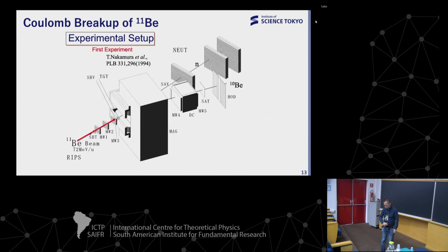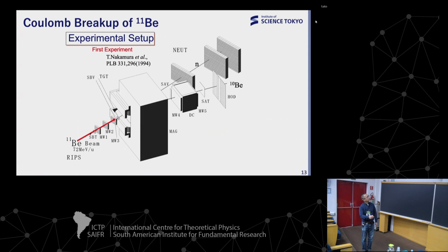Okay, so the experimental setup was like this. The beryllium-11 beam comes from here, and the target is located here. We have MWPC for particle tracking, also scintillators for the time-of-flight starting point. And then this is a dipole magnet, so the neutrons just go through the magnet, and the beryllium-10 is bent, and the drift chamber tracks this particle, and hodoscopes. And then these neutron detectors were also made. This is made of plastic scintillator walls.